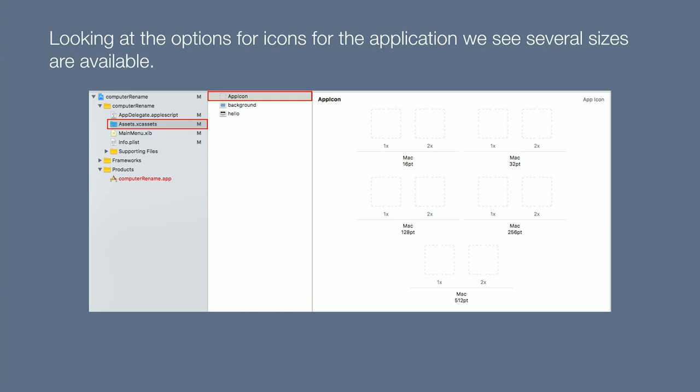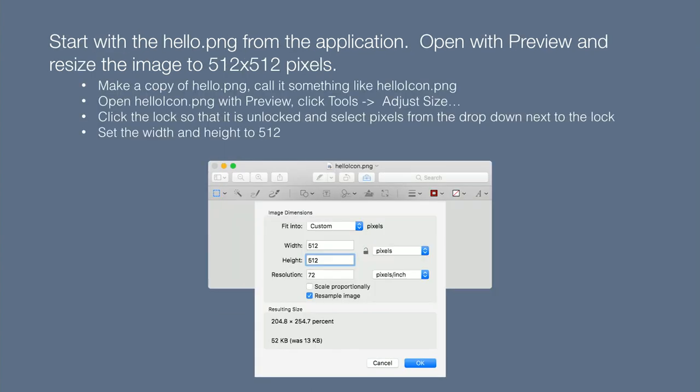So let's get an icon. Or several icons, different sizes, that we can throw in there. I'm just going to take the Helou image that we used earlier, modify that, and use that for my icon. We could go out, maybe create some other custom icon. We'll try to keep it simple. So I made a copy of the icon, called it Helou icon, opened it in Preview.